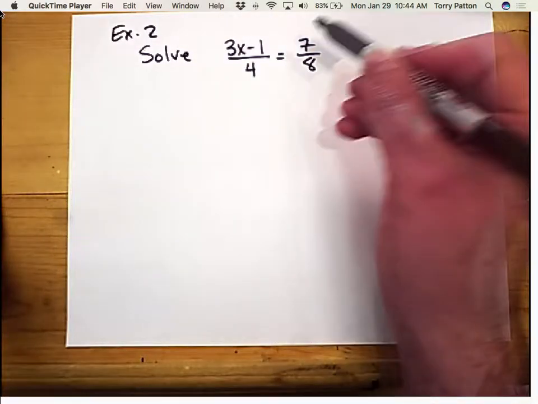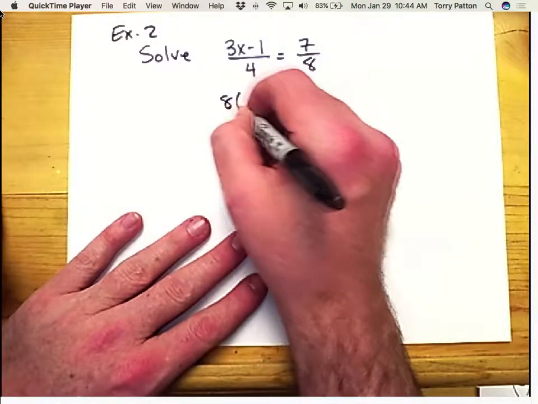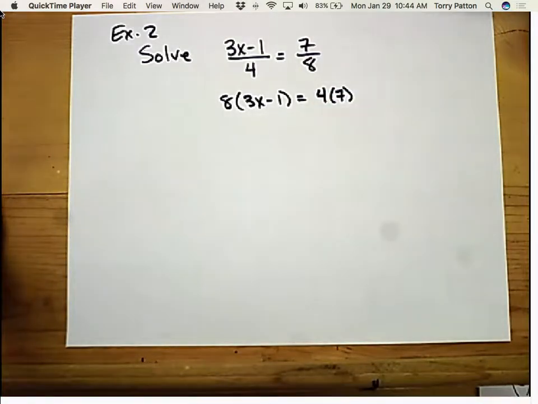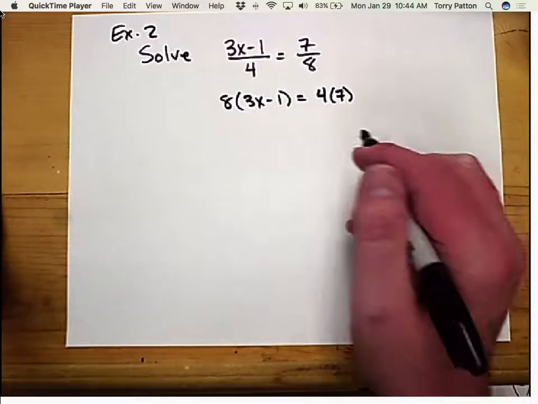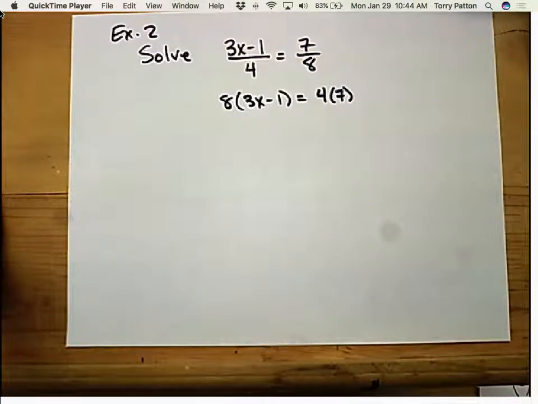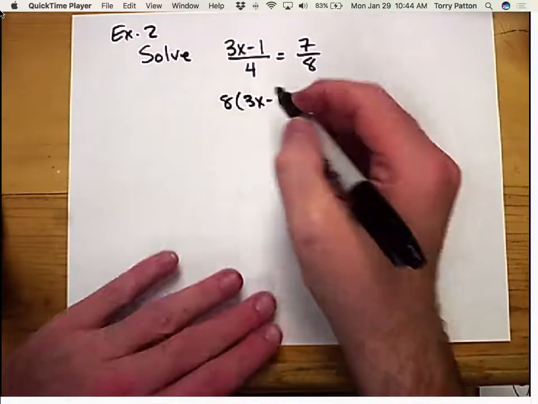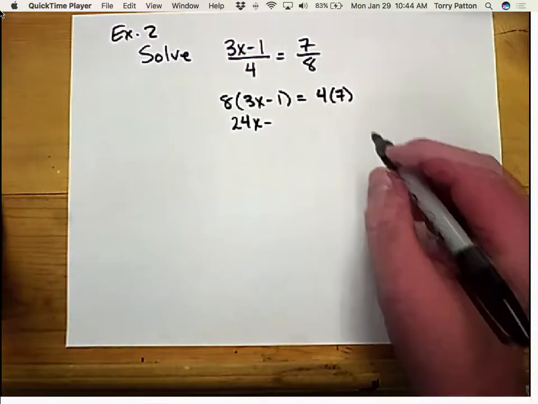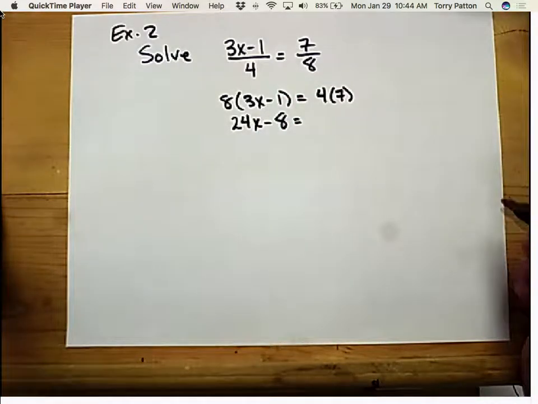Now, you can do either way. But I would say 8 times 3x minus 1 is 4 times 7. You could say 4 times 7 equals 8 times 3x minus 1 as well. Okay. There we go. All right. So how do we simplify this? What do we do to the left side? How do we simplify? Distribute. 8 times 3x is 24x minus 8 times 1 is 8 equals 4 times 7 is 28.